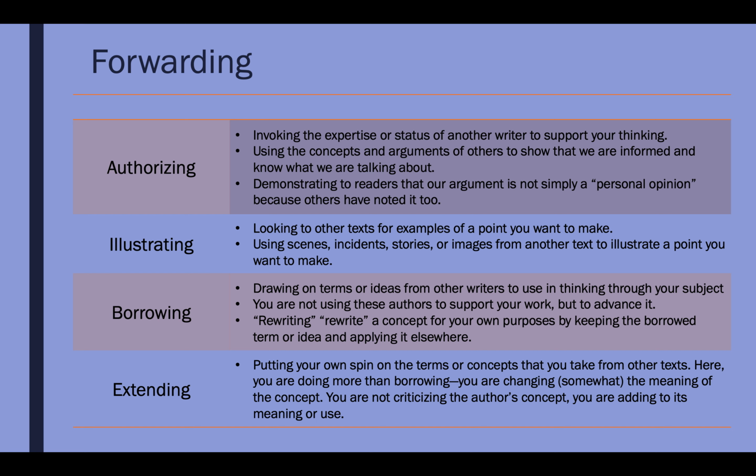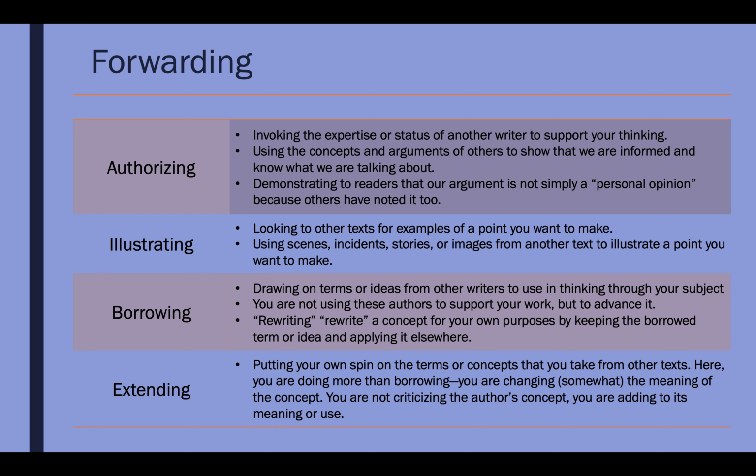So when you're authorizing, you're basically relying on the expertise of another writer, like an expert in the field, and you're going to be using concepts and arguments of these experts to show that we are informed and to support our ideas. When you're illustrating, you're looking to other texts to use scenes, incidents, or stories and images that you will use to illustrate a point you wish to make.